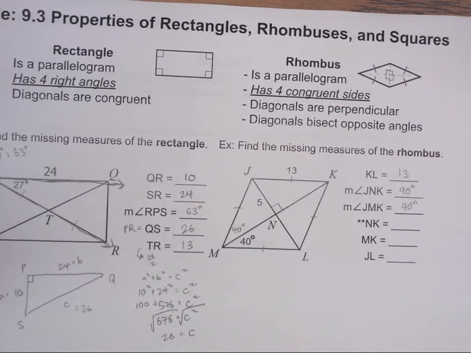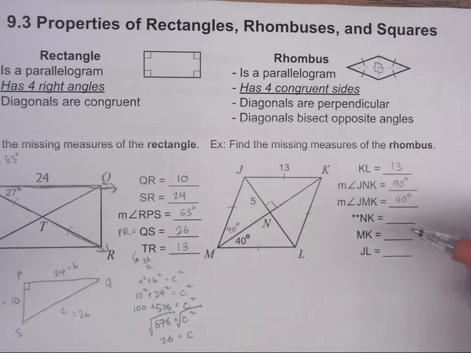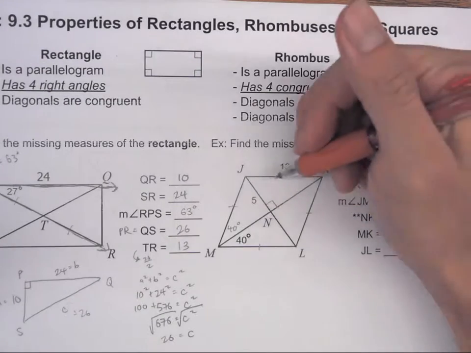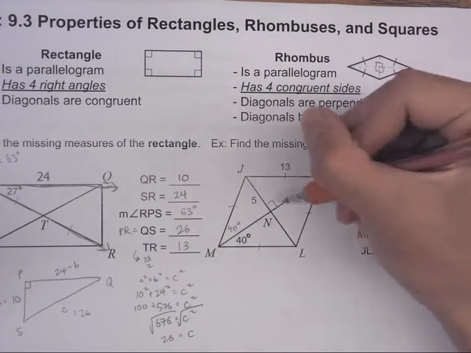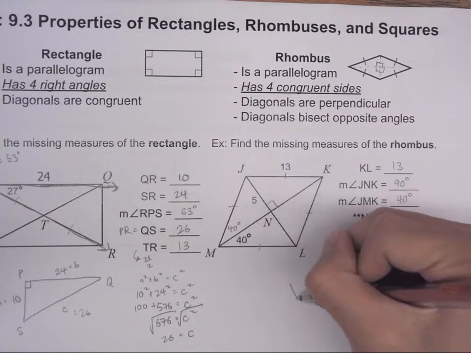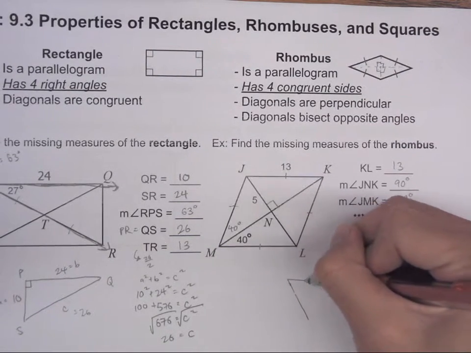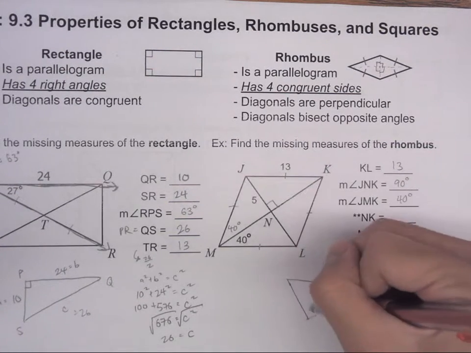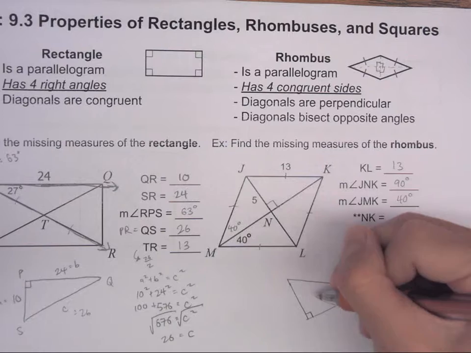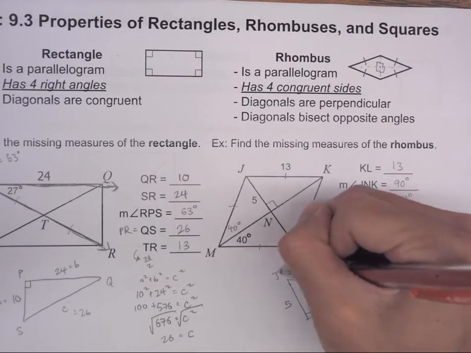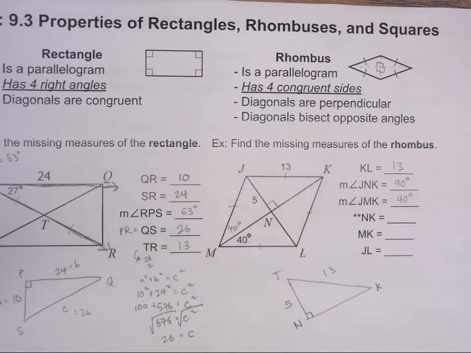Okay. This one I put 2 stars here. This was a fun one. This one took a little bit more thinking. In order to solve for NK, it might help to draw this triangle separately. If you draw it separately, what we know is that we have a right triangle here. This is 5, and this is 13. This is J, this is N, and this is K.